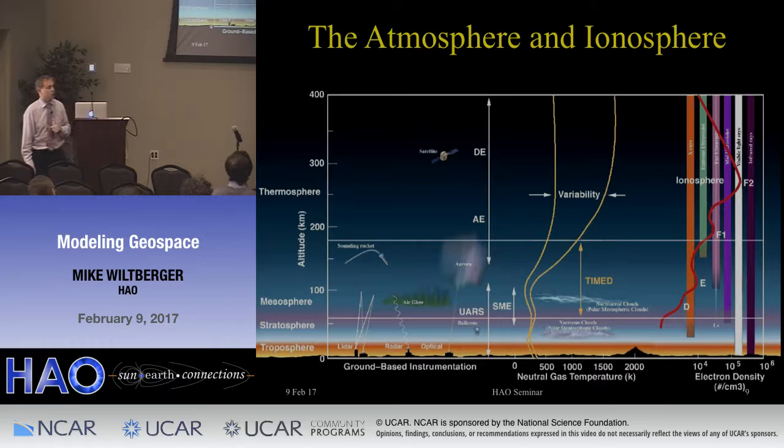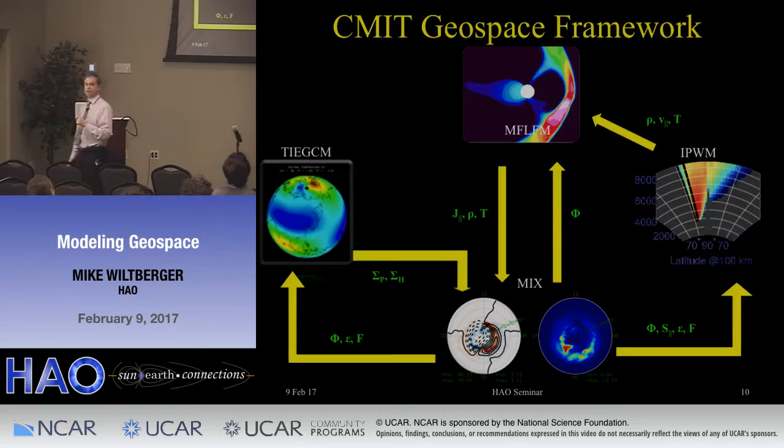So to be able to model and understand the dynamics of the whole geospace environment, we need to put together a modeling framework that combines all of these spheres. My colleagues and I over the past decade or so have built what we call the CMIT geospace framework, the coupled magnetosphere, ionosphere, thermosphere framework. For those of you in the audience more familiar with the climate world, you can think about this as the CESM of geospace. This is our drawing of connections and components to model the geospace environment.